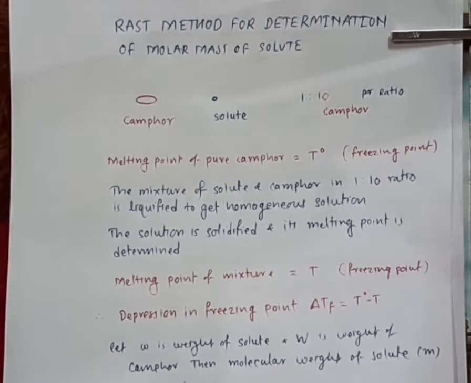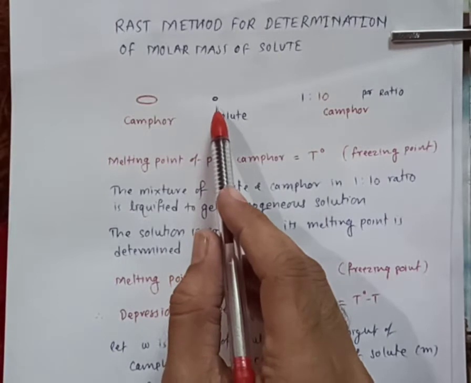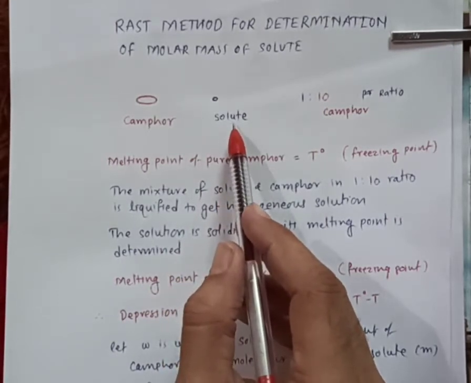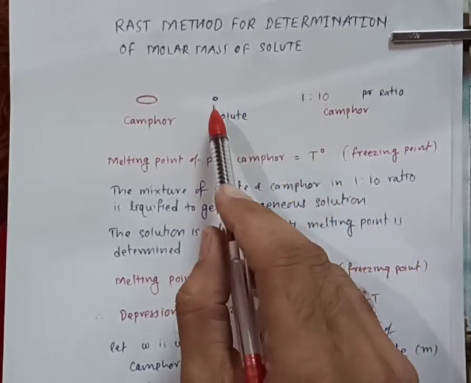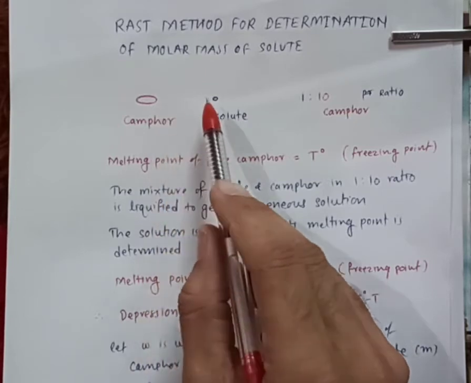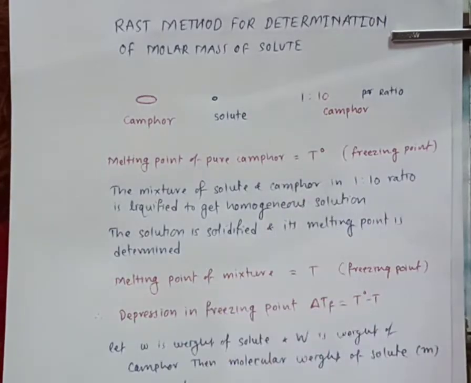In this method, camphor is taken as a solvent. Though camphor is solid, in this case it will act as a solvent, and it is taken in larger proportion as compared to the solute, and this is the solute whose molecular weight is to be determined, and the mixture which is formed between the solvent and solute is in 1:10 proportion. Camphor is taken in 10 parts and solute is taken in 1 part.